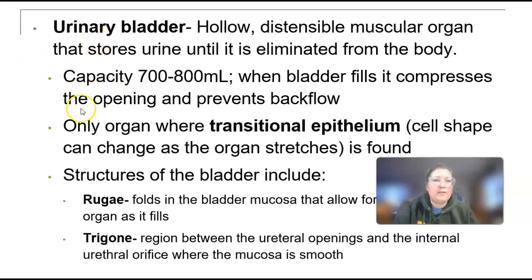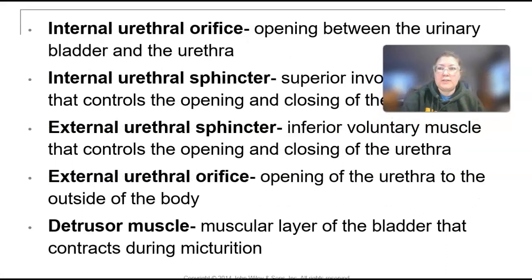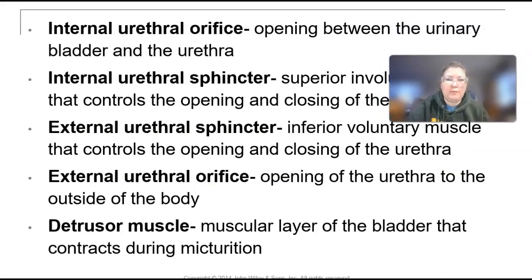So the urinary bladder contains that transitional epithelium, which is a really special type of lining on the inside, which makes it extra stretchy. And it has a bunch of different regions. If you want to pause me so you can copy these down, feel free. Otherwise, we're going to just jump right to the image because I do think that the picture is a little bit more helpful.